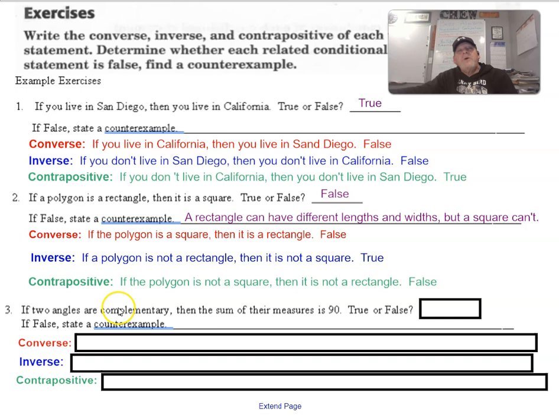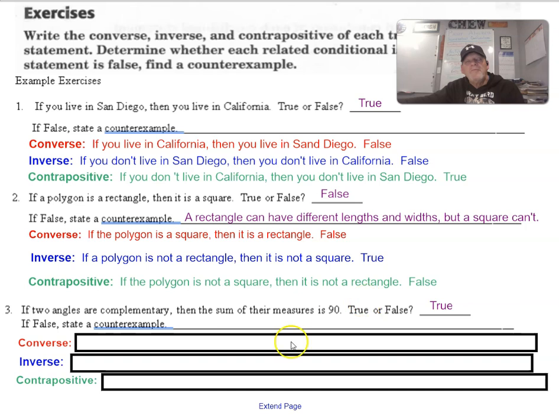Number 3, if two angles are complementary, then the sum of their measures is 90. True or false? That happens to be true. So, since it's true, we don't list a counterexample for that one.